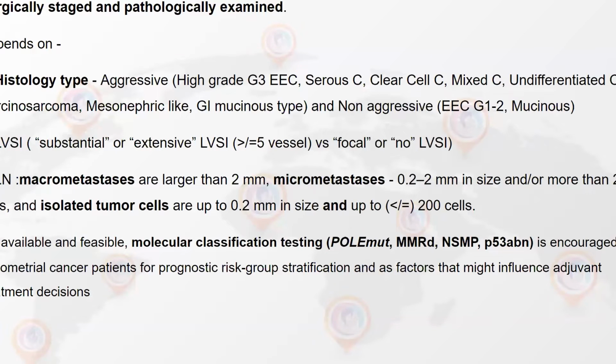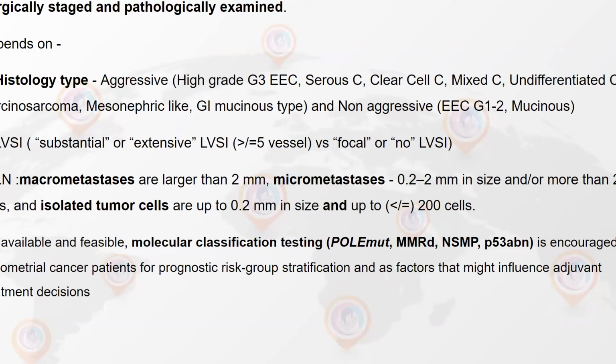Now, these are the important highlights or the important points which you should remember in the FIGO 2023 staging. That is, it is a surgically staged and pathologically examined. And you need to remember which are the aggressive varieties. The aggressive varieties are high grade endometrioid endometrial cancer, serous carcinoma, clear cell carcinoma, mixed carcinoma, undifferentiated carcinoma, carcinosarcoma, mesonephric-like, GI mucinous type, and non-aggressive variety of endometrial cancer.